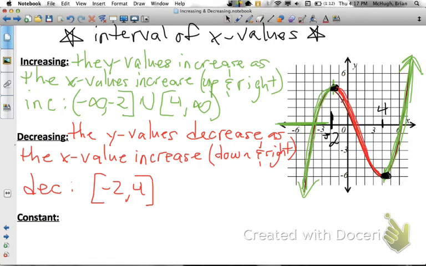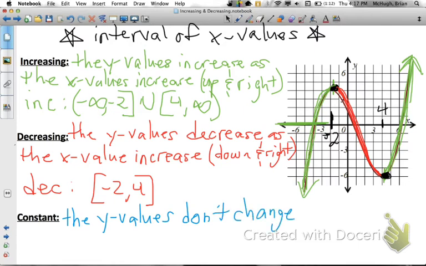Now, okay, so that's increasing and decreasing. What about constant? Well, what do you suppose constant is? Constant is when the y values don't change as the x values increase.